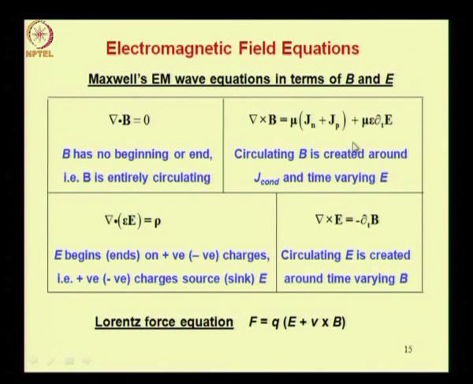Okay, so basically this equation tells you the source of the magnetic field. The magnetic field is created both by conduction current and displacement current. Also, since it is a curl, it means that this B is circulating, and circulates around J conduction and time varying E. So that information is also important.